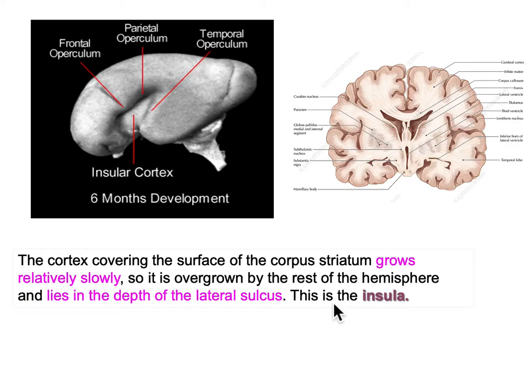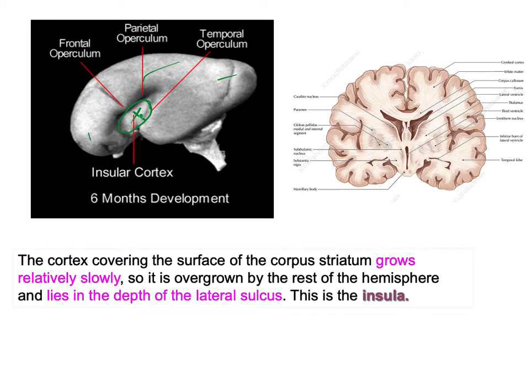So yes, we mentioned that there is a rapid development of the cortex, and that was shown a couple of slides ago. But there is one thing, my friends. Here is the frontal, parietal, occipital lobe, and the occipital lobe grows fast. All of these gyri, parts of the brain, grow faster than this area, which is close to the diencephalon. If you remove it, this is the insula.